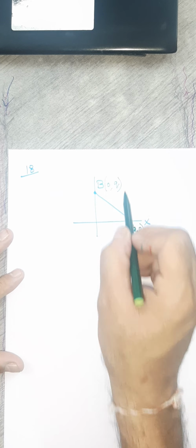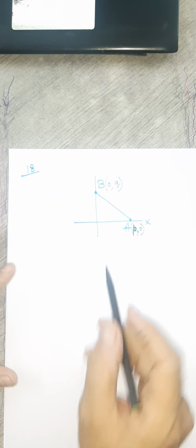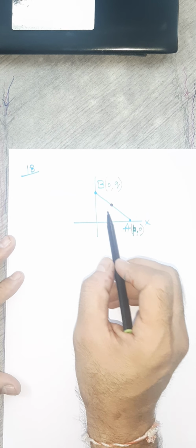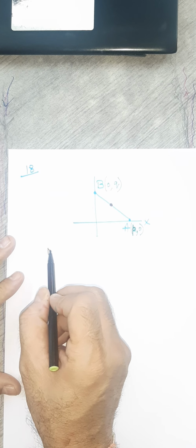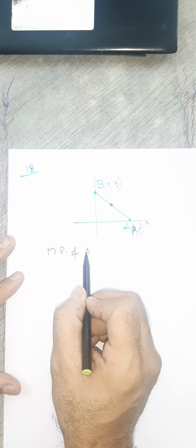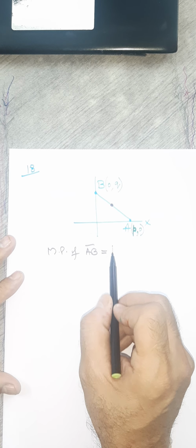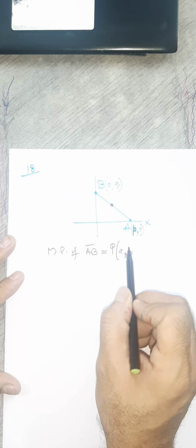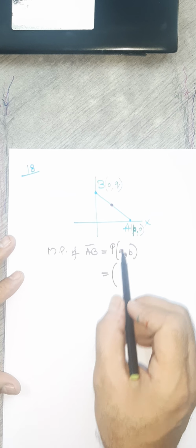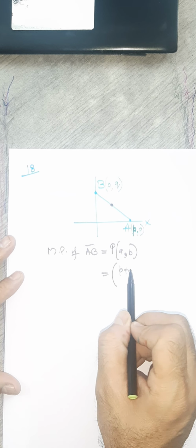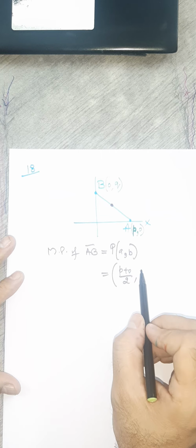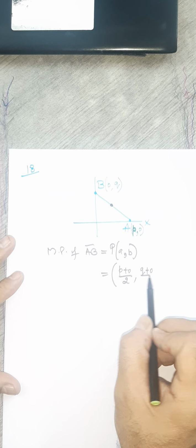Normally we'll take (A, 0) and (0, B), but that we cannot do because here the midpoint is already given in the form of (a, b). Now what's the midpoint of this? The midpoint of line segment AB you are given. What is that? It is nothing but (a, b). But the midpoint you can find using this. How do I get the midpoint? ((p + 0)/2, (q + 0)/2).